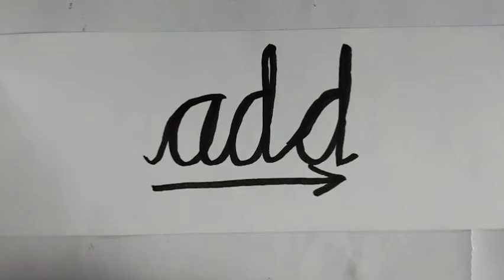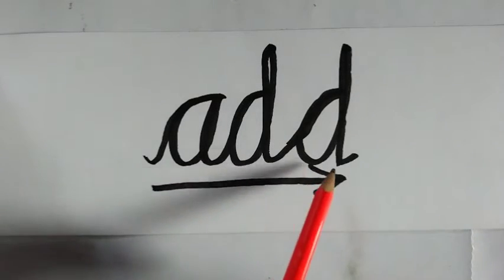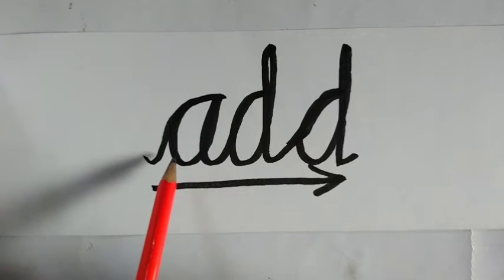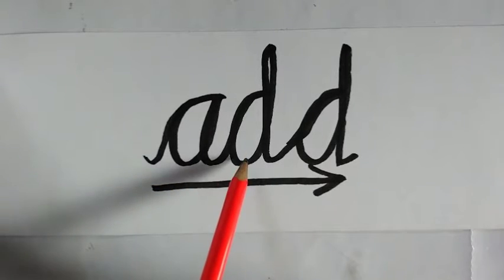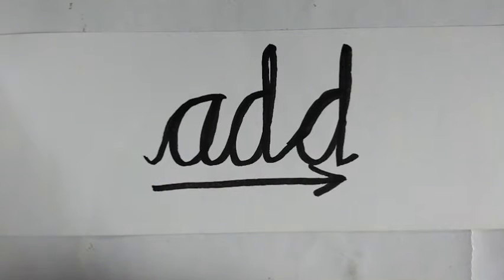Look at the next word, ma. Add. Repeat again. Add. A-D-D. Add. Say again, ma. A-D-D. Add. Now start writing this word. I give you 3 seconds.